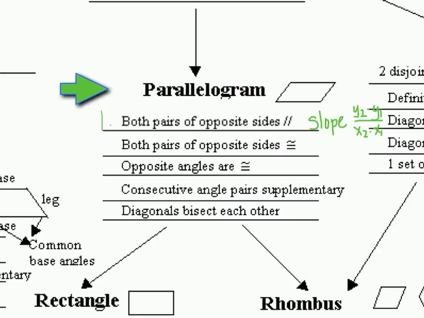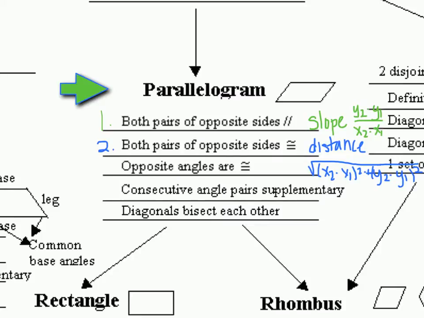Alright, the second thing that needs to be true is that both pairs of opposite sides are congruent. Remember, we use the distance formula for that. And the distance formula is the square root of (x2 minus x1) squared plus (y2 minus y1) squared. Pause the video, make sure you have this written down, and hit play when you're done. Ready, pause.